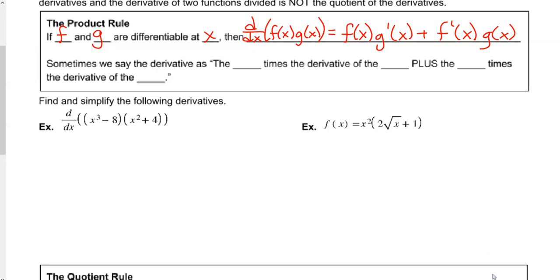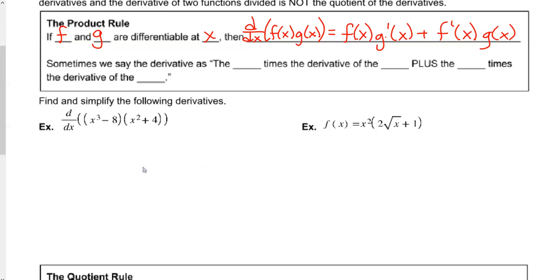And this is actually proved in your book if you would like to go to this section and look at that proof. So again, it's not just f prime times g prime. That's not the derivative of that. It is basically taking your original first function times the derivative of the second function, then taking the derivative of the first function times the original second function.